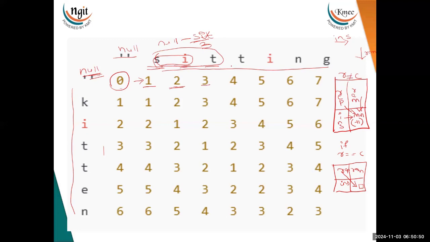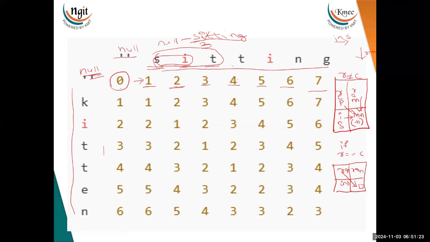Similarly, compare null with T, just add another T here. So we have to insert 4 alphabets. That's why we have taken 4. Then 5, 6, 7, and so on. That is SITTING. This is the string which is being built now. So to transform null into SITTING, these are the minimum operations we need. Hope you got it.